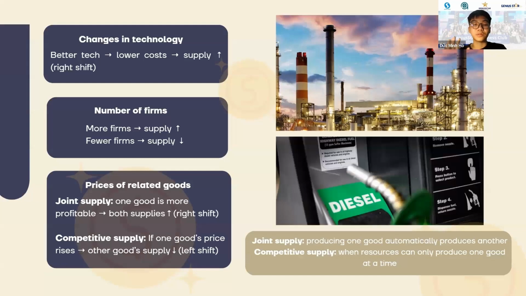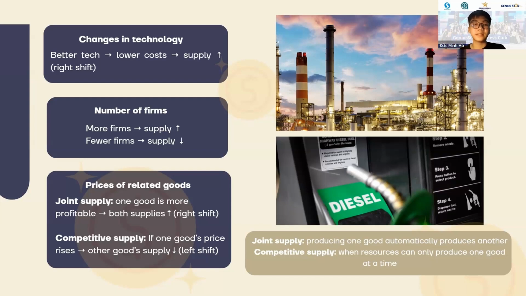Continuing with other non-price determinants, let's look at three more important factors. First, changes in technology. When technology improves, production becomes more efficient. This lowers costs and allows firms to produce more at every price level, so supply increases and the curve shifts to the right. Second, the number of firms in the market. If more firms enter the industry, total market supply increases. If firms leave the market, however, supply decreases. Remember, market supply is the sum of all individual firms, so the number of producers matters.